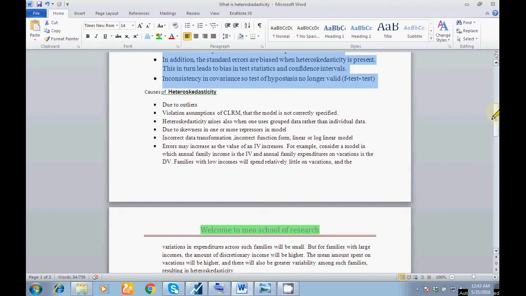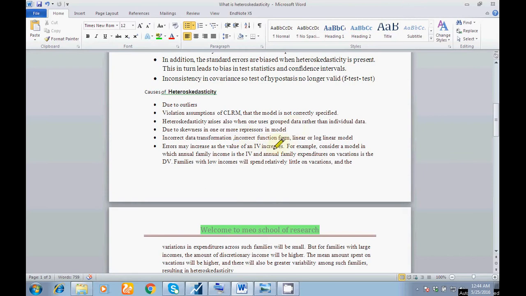Now what may be the different causes of heteroskedasticity? Suppose I would like to read a few reasons. First, if we have an outlier in our model, the heteroskedasticity problem will arise. If we violate the assumptions of the CLRM model, like our model is not correctly specified, heteroskedasticity may also be produced.